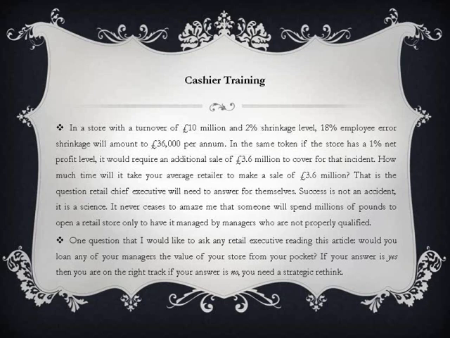In a store with a turnover of £10 million and 2% shrinkage level, 18% employee error shrinkage will amount to £36,000 per annum. By the same token, if the store has a 1% net profit level, it would require an additional sale of £3.60 million to cover for that incident. How much time will it take your average retailer to make a sale of £3.60 million? That is the question retail chief executives will need to answer for themselves.